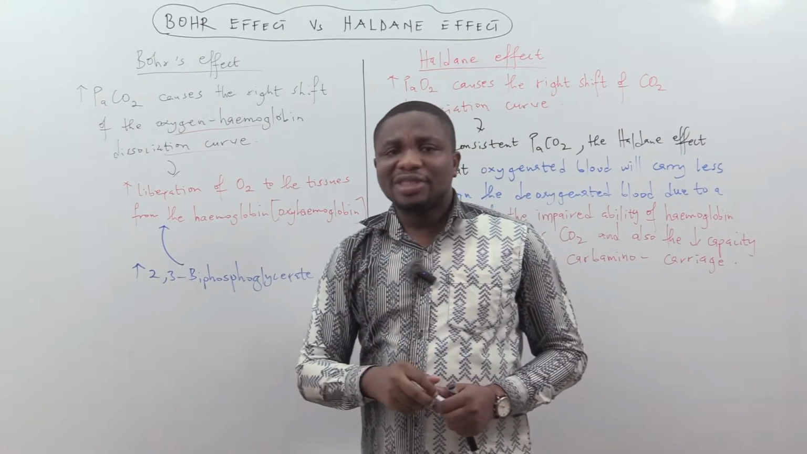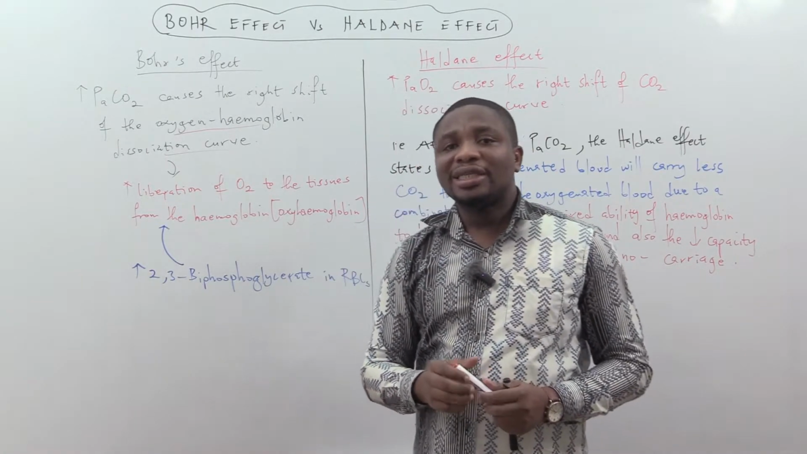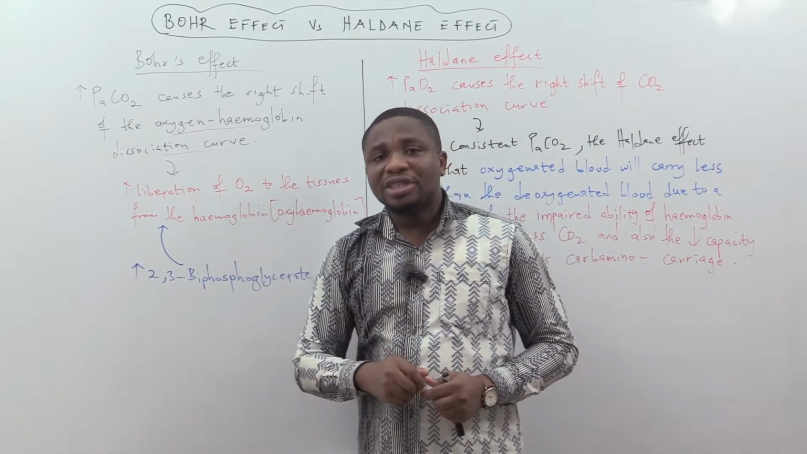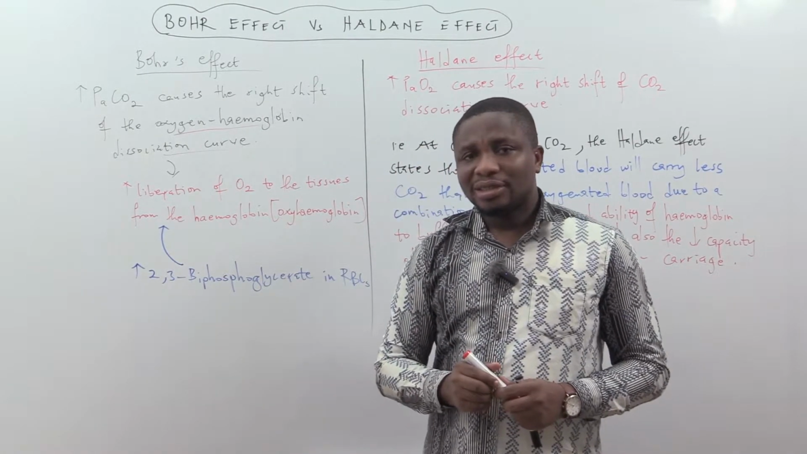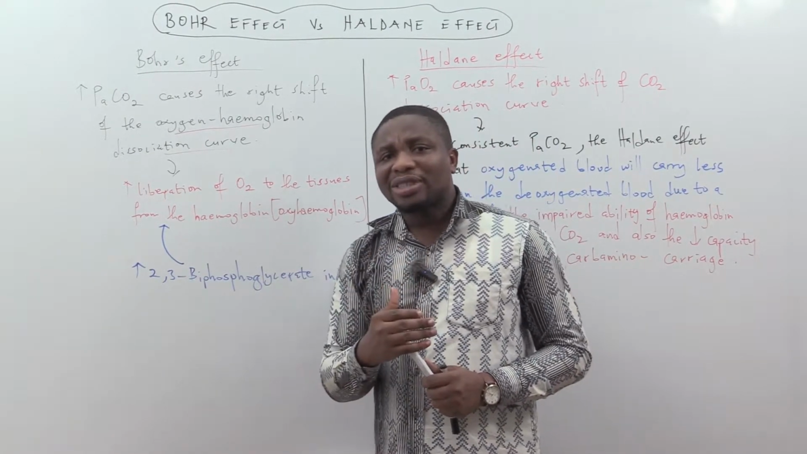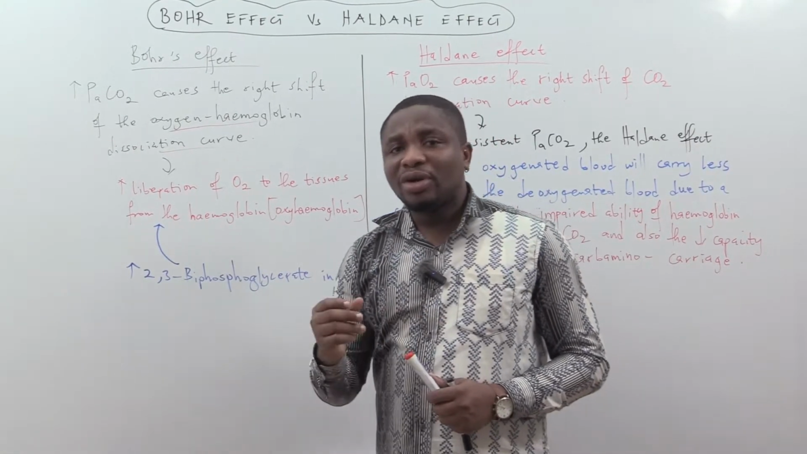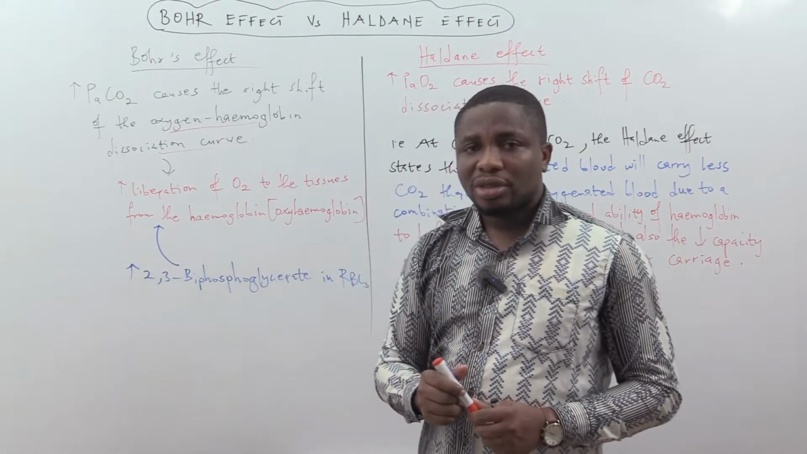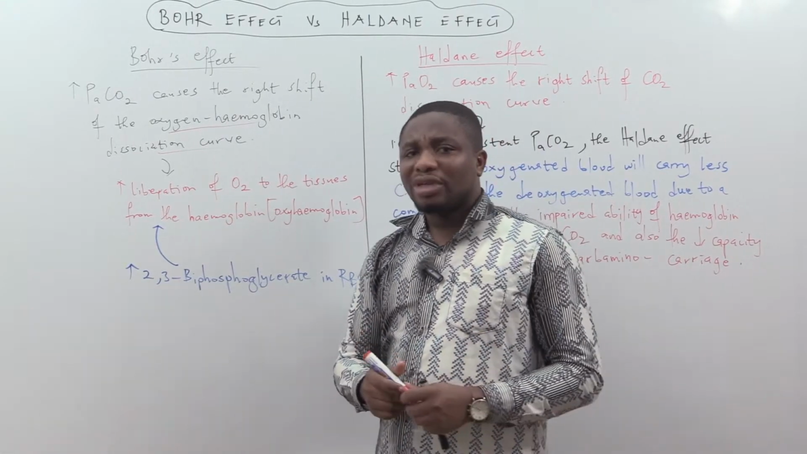Anytime you hear right shift in a dissociation curve, know that it is referring to the liberation of that particular gas. So high levels of carbon dioxide force hemoglobin to liberate oxygen to the tissues. That is what we are talking about as the Bohr effect.